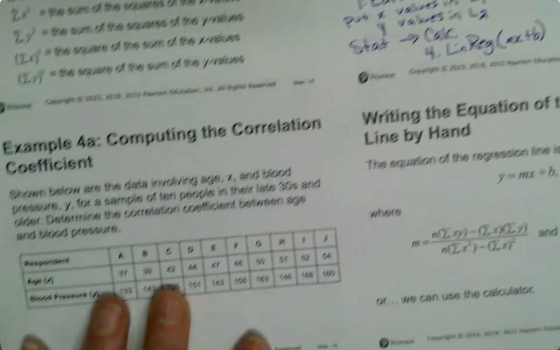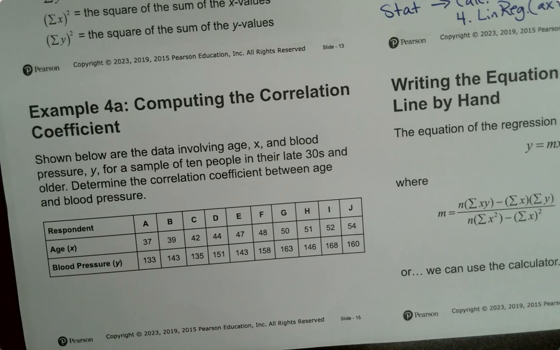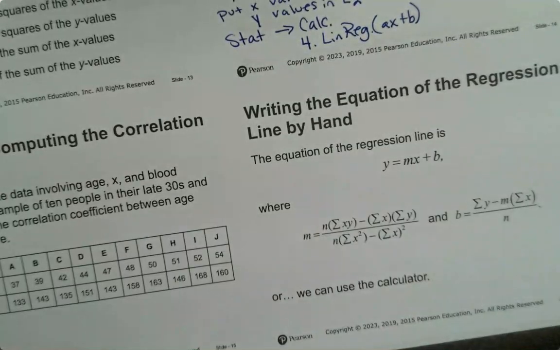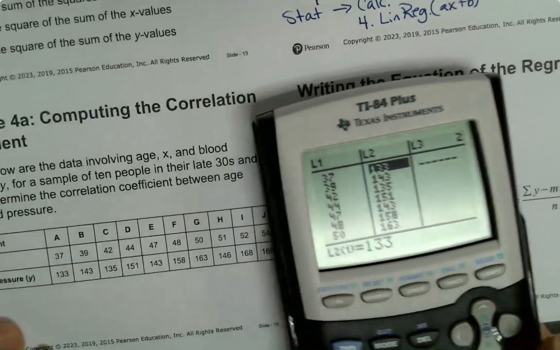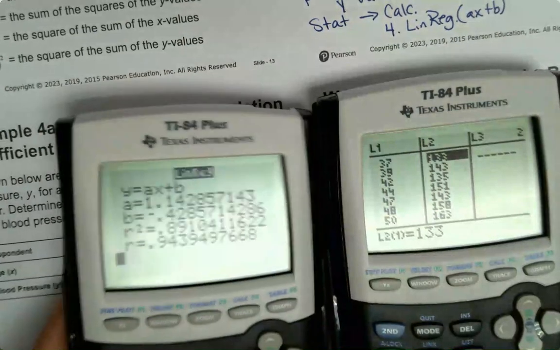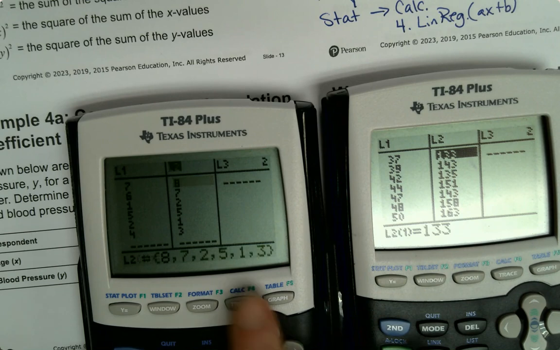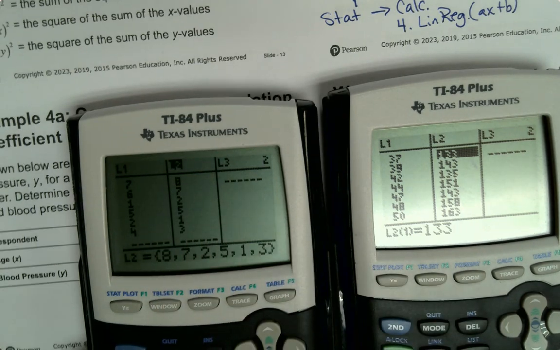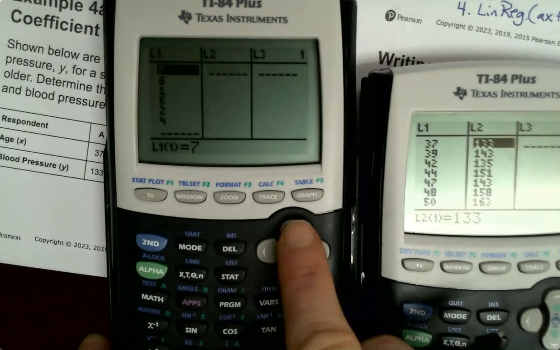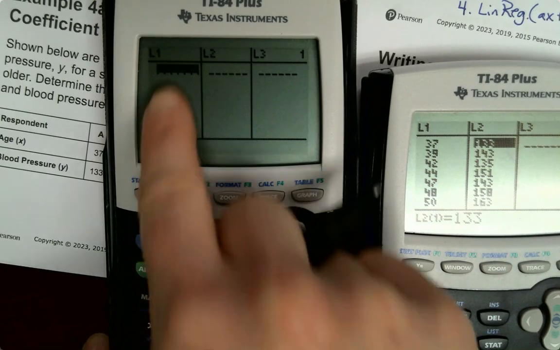Okay, example 4. Let's go ahead and do this example where we are going to find the correlation coefficient. So I've already put it in here. Go ahead and go back to stat. Oh, the way that you clear it, let me show you that. Stat, go to edit, go up to L2, push the button that says clear, enter. Over, up to L1, press clear, push enter. And now I'll clear this out.